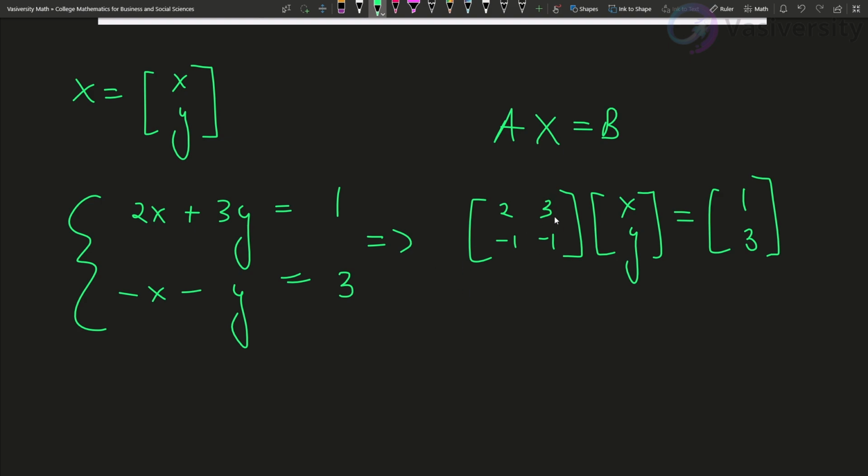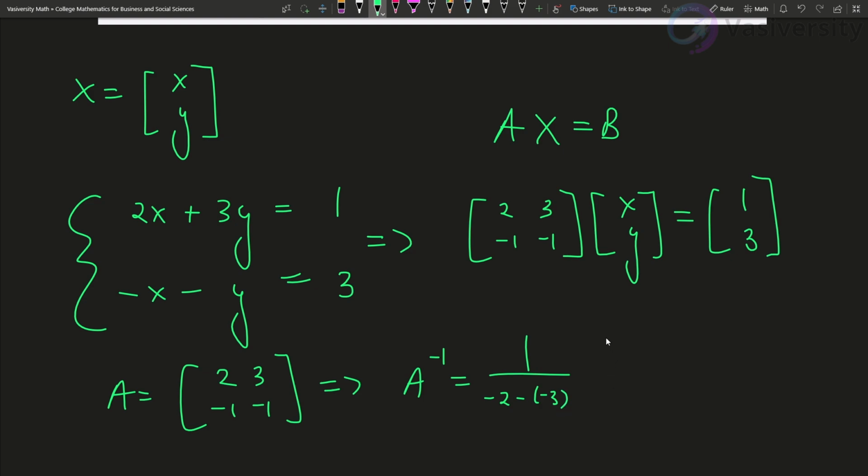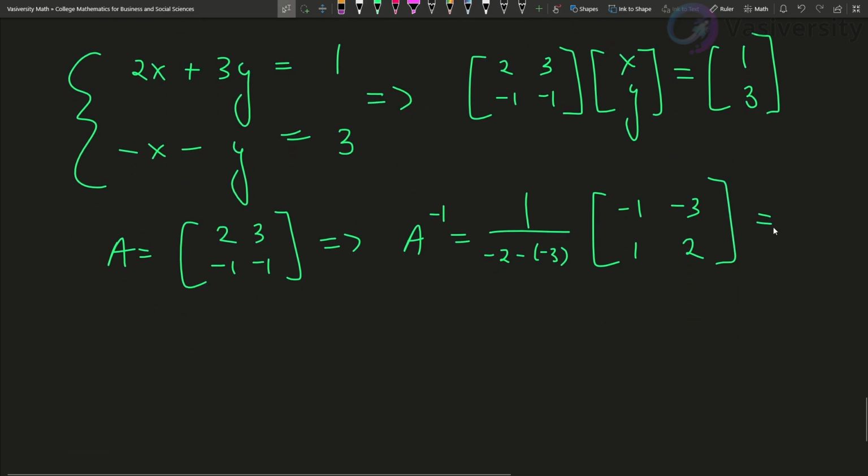So in order for us to solve it, we need to find an inverse. So A is equal to 2, 3, negative 1, negative 1. For A inverse, we can use the formula that we just learned. So what's our determinant? 2 times negative 1, so negative 2, minus 3 times negative 1, so minus negative 3. And then we're going to have negative 1, negative 3, 1, 2. So our determinant here is actually equal to 1. So our inverse is 1 over 1, which is 1, so our inverse is negative 1, negative 3, 1, 2.